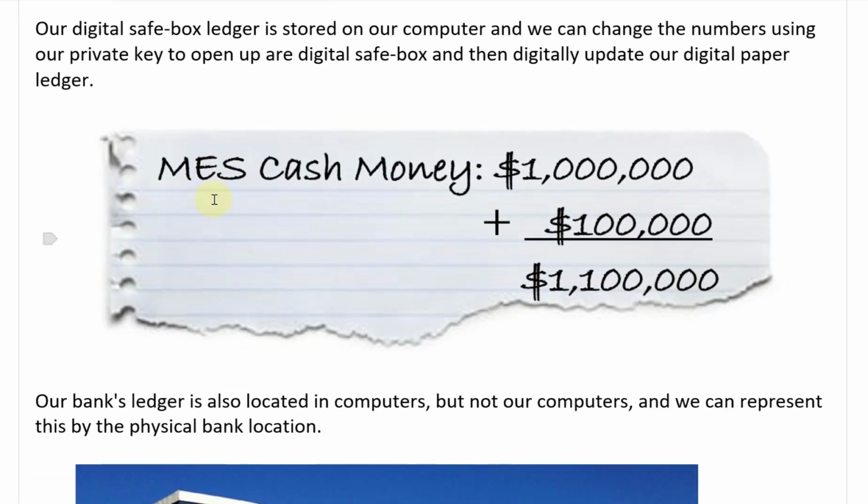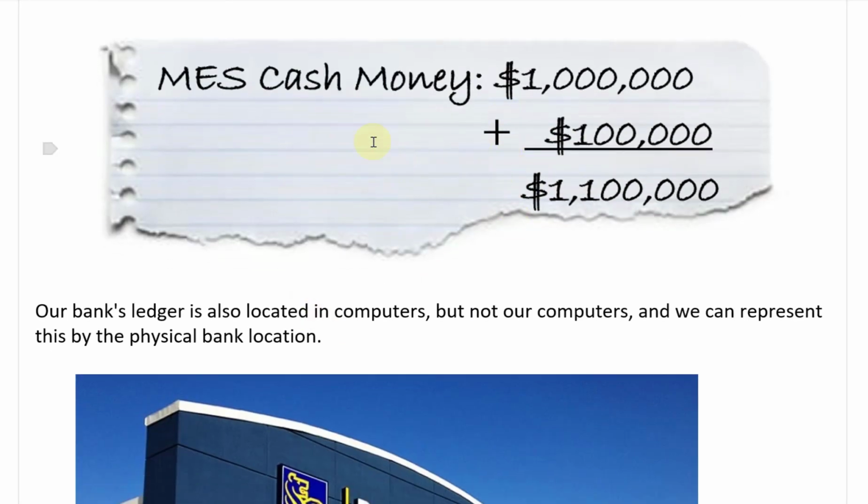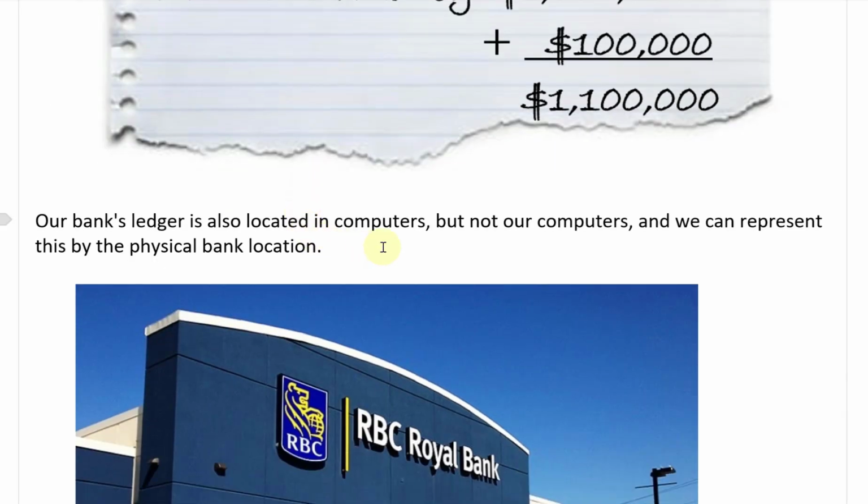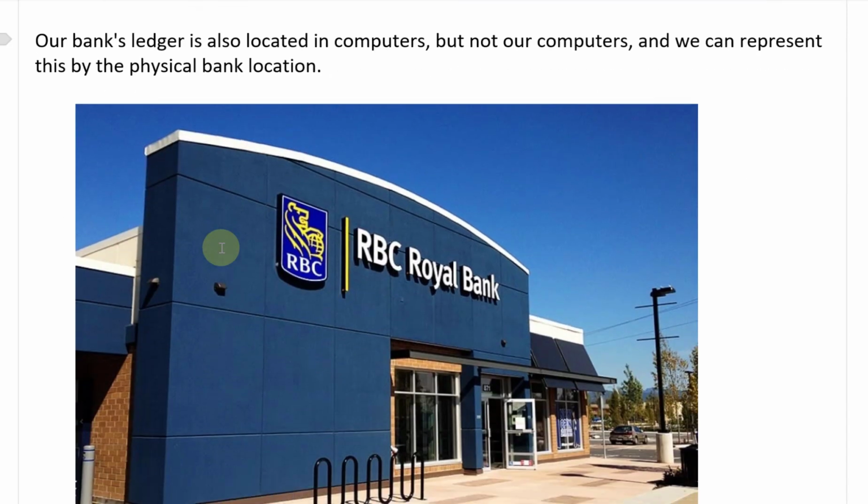So our ledger looks something like this: MES cash money, $1 million plus 100,000, and now we just printed another 100,000. So we have $1,100,000 of paper MES cash money. That's what we have in our ledger. Our bank's ledger is also located in computers, but not our computers. We can represent this by the physical bank location. So if you want to go to the bank's ledger, it looks something like this.